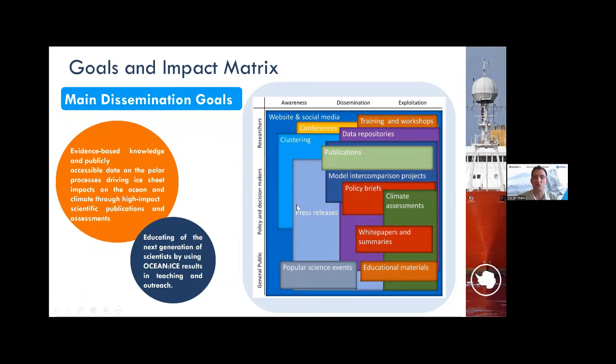But you can see the range of approaches being taken here, from websites and social media, which is where you'll be seeing most of what we're doing at the moment, seeing as the science is still in a very early stage, associating with other projects through areas like the Polar Cluster, and popular science events, just making outreach and general awareness raising. And these will move on as the project progresses into obviously scientific publications, new data repositories. We'll be undertaking training and workshops, particularly for early career researchers, and then moving up to concrete targeted things like policy briefs, model inter-comparison projects, and ultimately things like climate assessments.